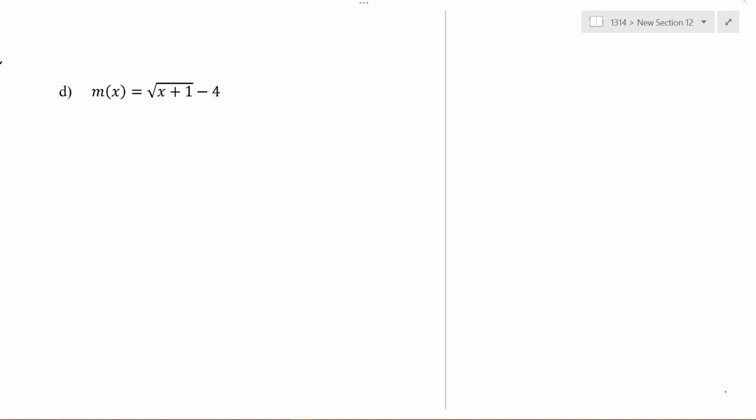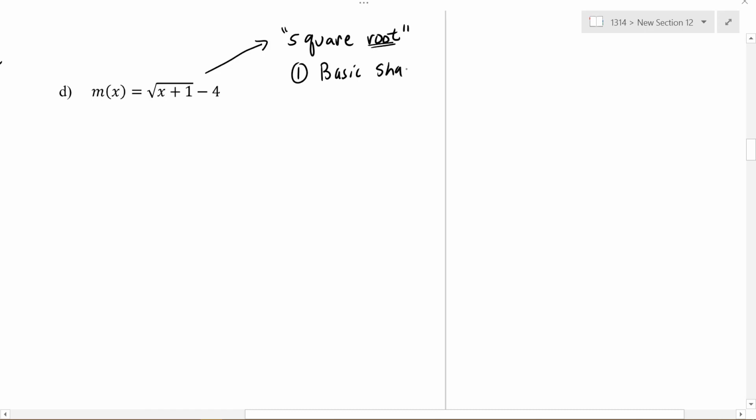Okay, we're at part D. We have m of x is equal to the square root of x plus 1, and then minus 4. So when we say that function, what name did you hear that registers as one of our basic shapes? Hopefully you heard the word square root. Now remember, when you see that radical symbol, that V shape with the little line across, that's when you say the word root. So our basic shape is that square root basic shape.